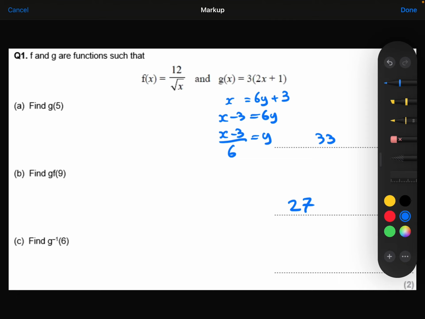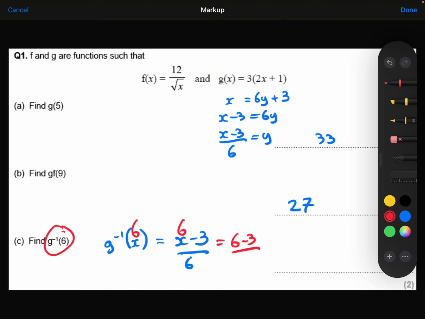So either way you do it, your inverse function is x minus 3 over 6. So if I'm substituting 6 into that, we get 6 minus 3 divided by 6, which is 3 over 6, or 1/2.